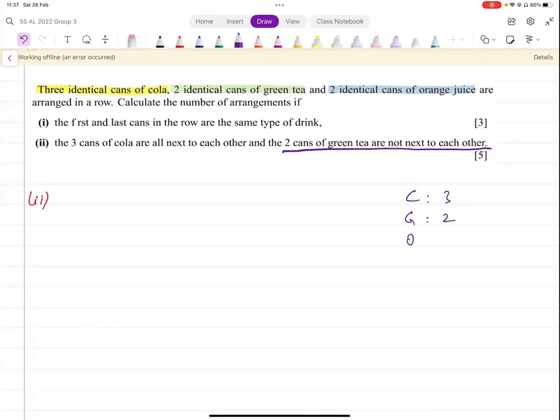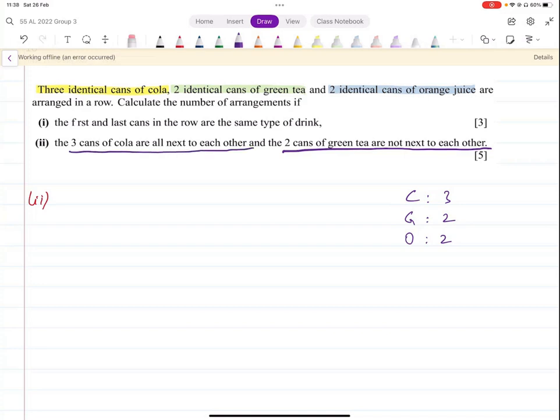And orange juice, we have 2 cans of that. So you have to separate the green tea cans. You separate, you forget about them for now and think about all the other objects that you have. So you've got 3 cola cans and 2 orange juice cans. How many are there in total? There's 5 in total. However, the 3 cans of cola should be next to each other.